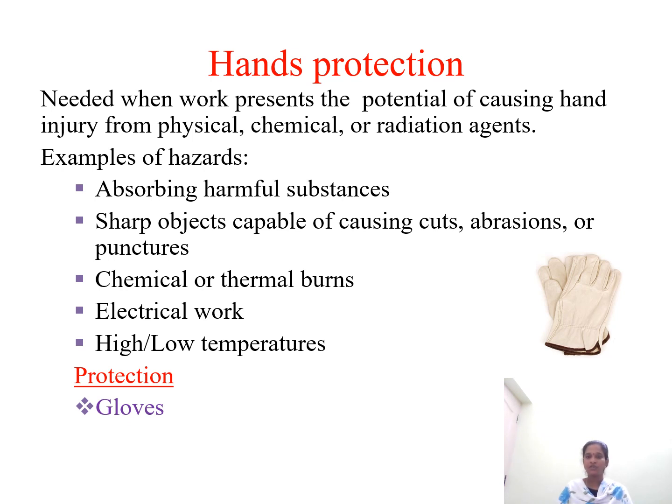And then metal mesh gloves are used to protect against cuts and scratches, whereas aluminized fabric gloves are used to insulate the hand from intense heat. So depending upon the hazard we are going to face, we should select suitable gloves.